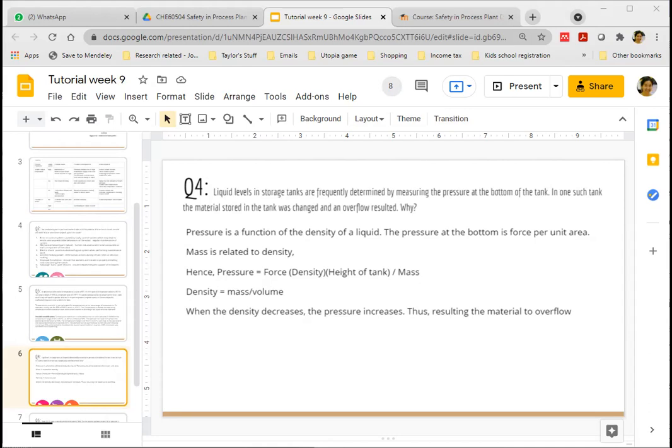So when the material stored in the tank changed, it overflowed because the density decreased, which then made the pressure increase as well as the volume. And since probably the storage tank was supposed to be for a different material, when that material was stored in, it wasn't suitable with the storage tank, causing an overflow. I wouldn't say it's not suitable. Okay, I'm going to debate here.